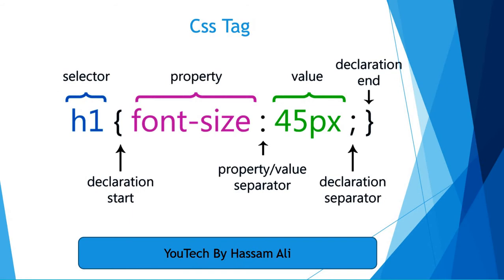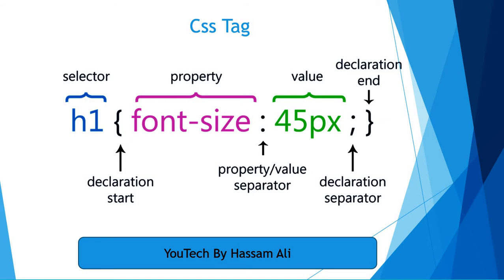Okay, so how are CSS rules written? A CSS rule starts with the selector, like h1. You have to select an h1 tag. These are known as selectors, like h1, paragraph, body. When you select them in the CSS, they are known as a selector.